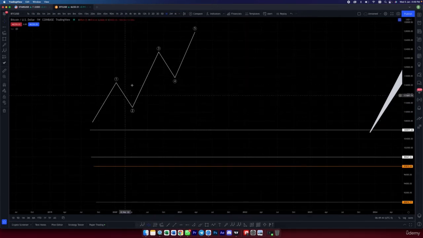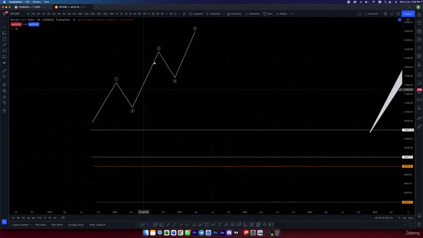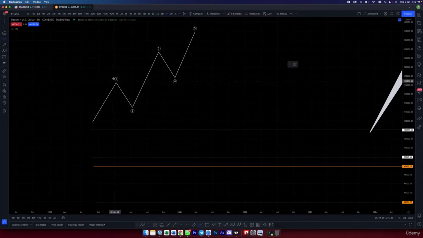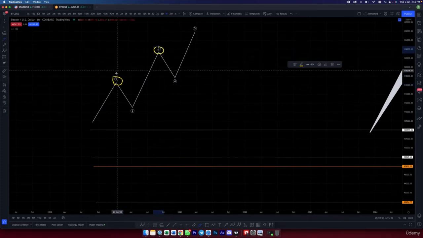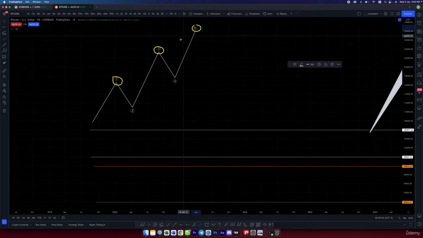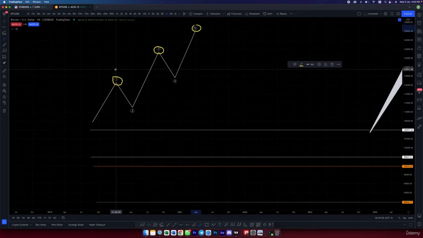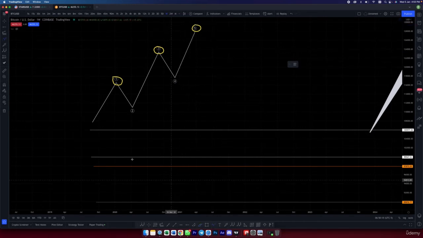So when we discuss RSI, when the price moves up 1, 2, 3, 4 and 5, you will see the higher highs in the price action. So this high and wave 3 high will be higher than, of course, wave 1 high, and then wave 5 will be higher than wave 3. So you will see higher highs on the price action.